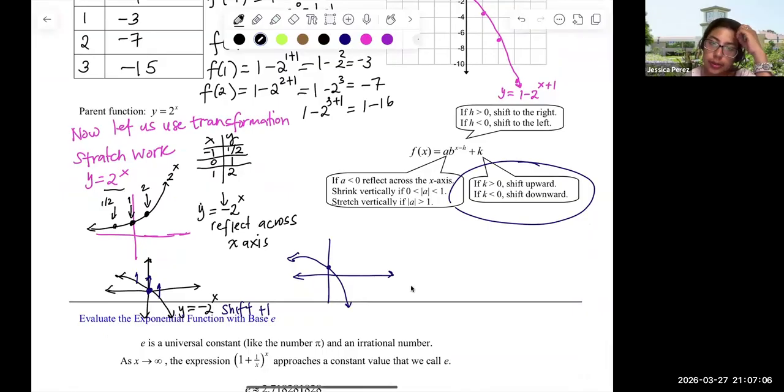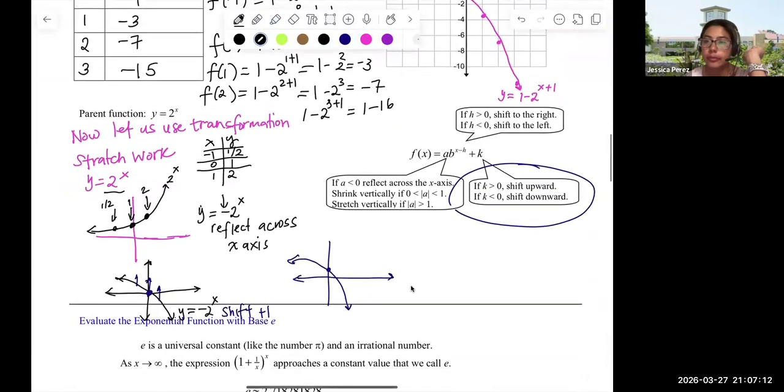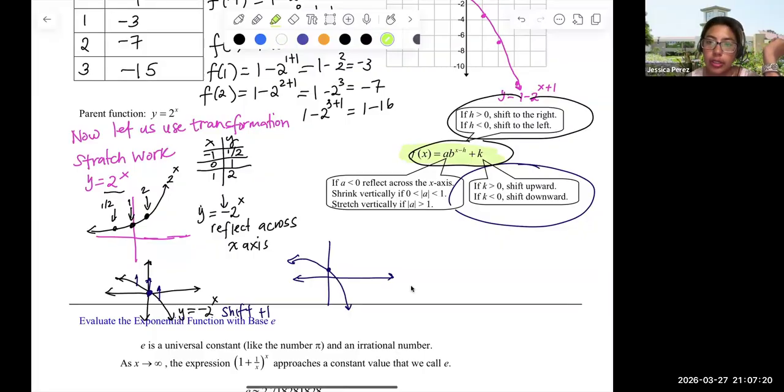Excuse me, because it's a plus 1, it's going to go to the left 1 unit. So don't forget the shift. Make sure you have this down. The A stands for the reflection, if we have any reflections, K up or down, and H to the right or to the left.